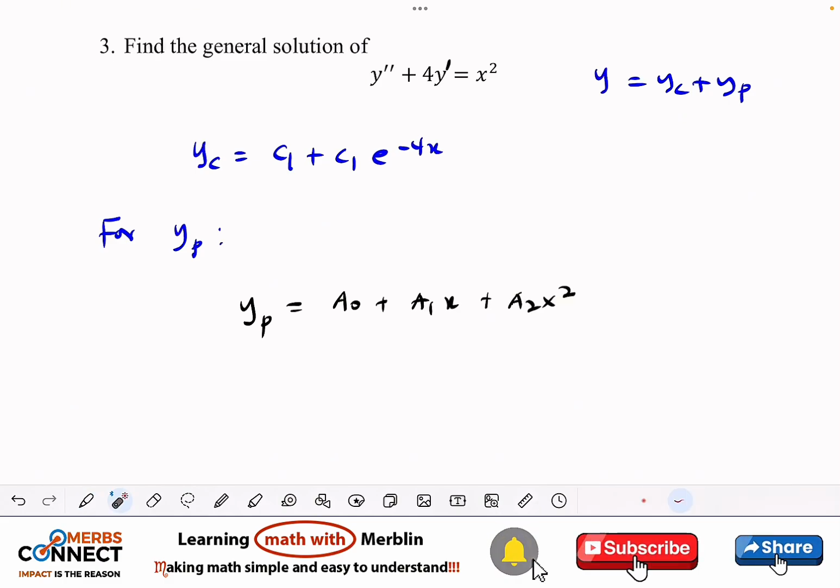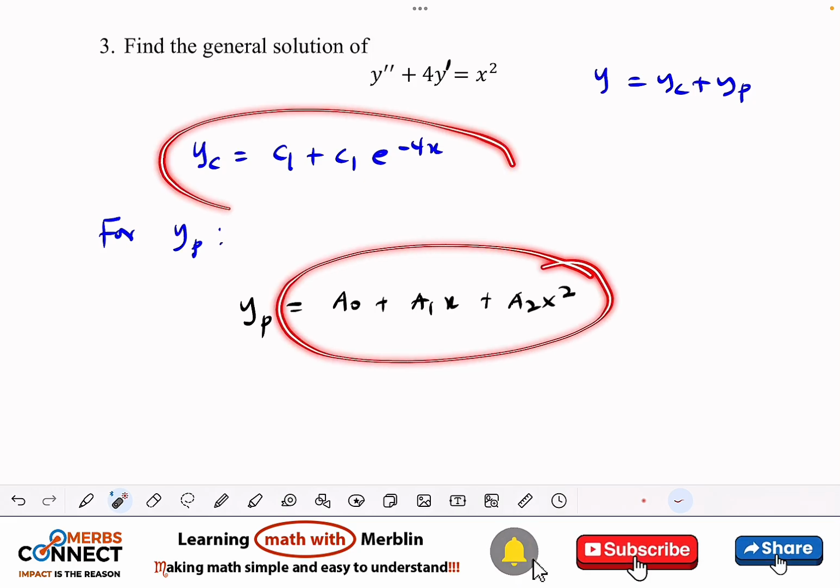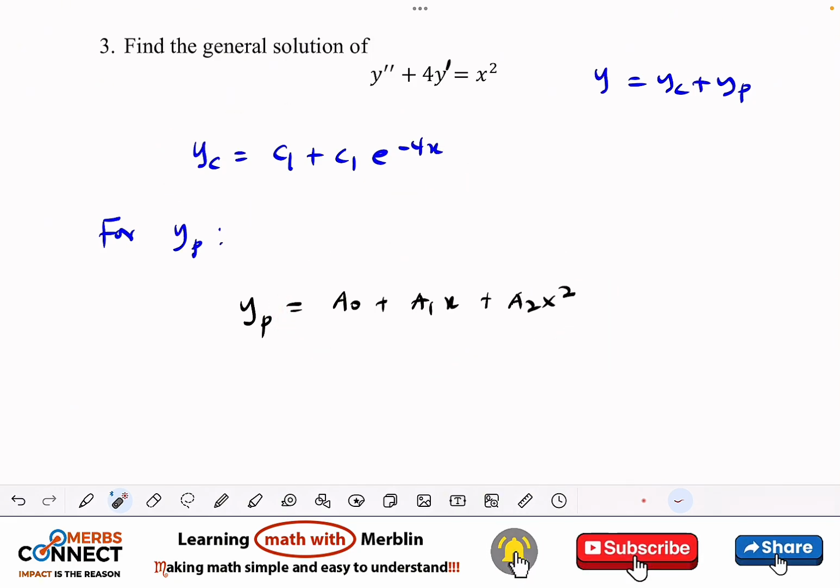Now, as I said, when we finish, compare this to this. Now we can see that we have a constant here without the e to the x. So this is a constant, and this is also a constant. We cannot have a constant here and a constant here. So it means that we need to modify this.